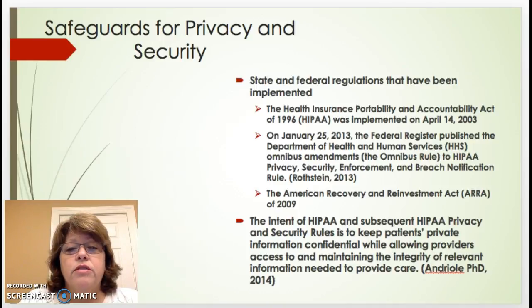The intent of HIPAA and subsequent HIPAA privacy and security rules is to keep patients' private information confidential while allowing providers access to, and maintaining the integrity of, the information for quality care given to the patient.